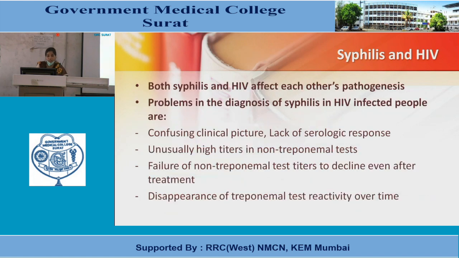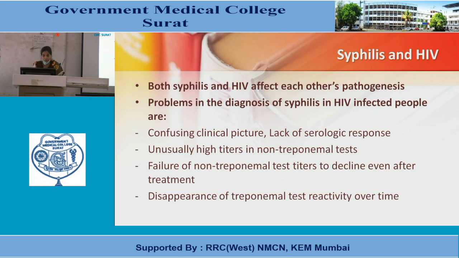Syphilis and HIV both affect each other's pathogenesis. Problems in the diagnosis of syphilis in HIV-infected people are a confusing clinical picture, lack of serological response, unusually high titer in non-treponemal tests, failure of non-treponemal test titer to decline even after treatment, and disappearance of treponemal test reactivity over time.